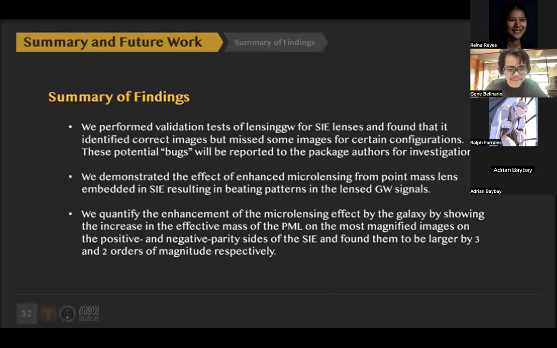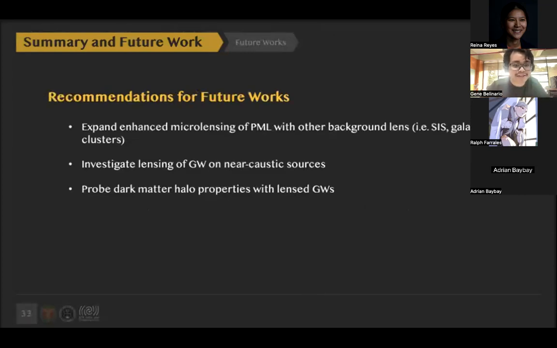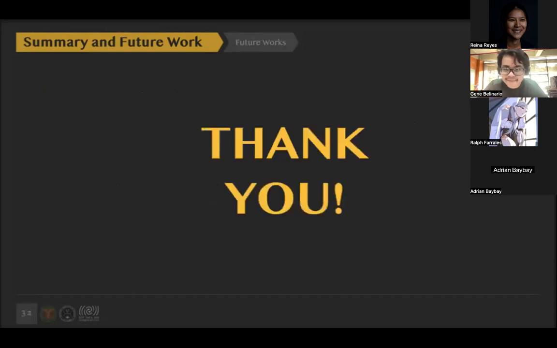Right. So recommendations for future works. We can actually expand this study and study enhanced microlensing of PML for other lens structures. So say we can investigate for ASIS, or even make a system of galaxy clusters. And yeah, we can also investigate lensing of GW near caustic sources, or along the lines where the magnification of the image is infinite. And yes, the lensing of GW, of course, can be used also to probe for dark matter halo properties.